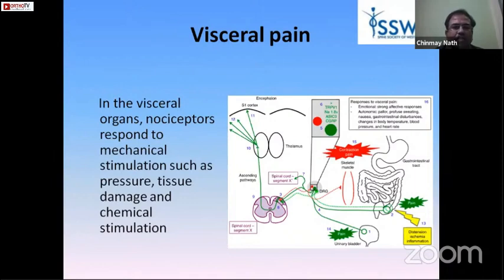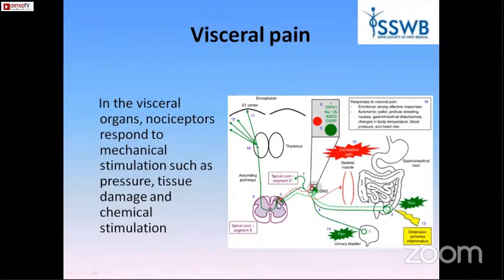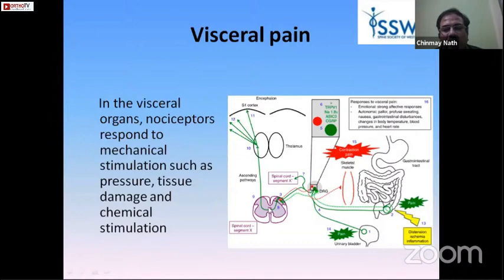Now visceral pain, that is a unique scenario. In visceral pain, the organs have nociceptors, and they respond to mechanical stimulation such as pressure, tissue damage, and chemical stimulation. These are the viscera, the stomach and intestine, and the bladder, and from there the afferent neurons go through the autonomic nerves into their ganglion, maybe autonomic ganglia to the sympathetic ganglion, to the dorsal root ganglion, where there is interaction with the somatic neuron. The red colored dotted line is the somatic neuron afferent, and there is an interneuronal connection between the autonomic and somatic neurons. Then the proximal nerves go to the dorsal horn of the spinal cord, where there is a synapse, and the second order neuron starts from there and goes to the thalamus and through to the brain.